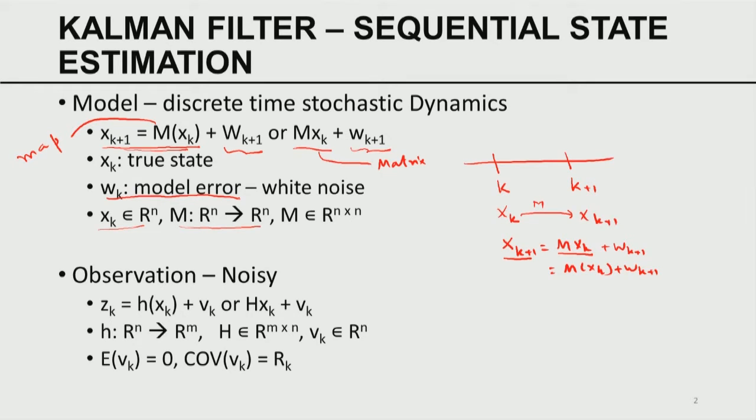So wk, what is that? It represents a compensation for the model error. It is also a random process. One of the simplest of the random processes one can think of is white noise. What is white noise?